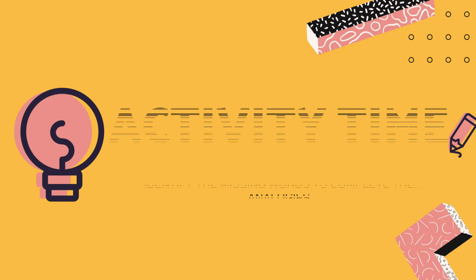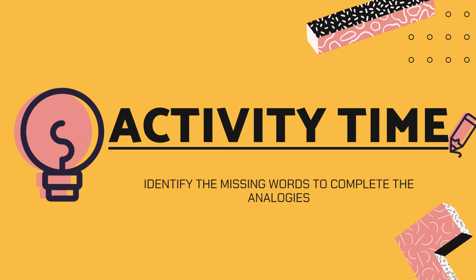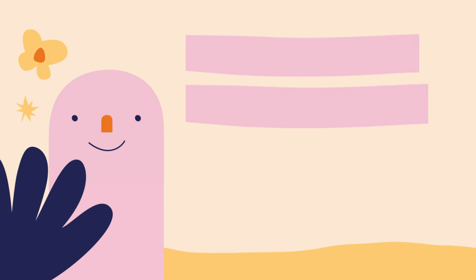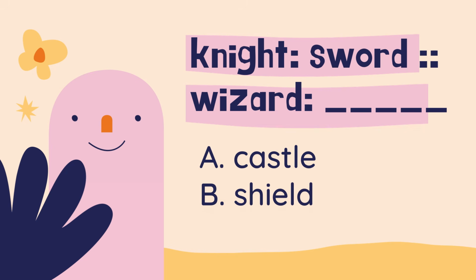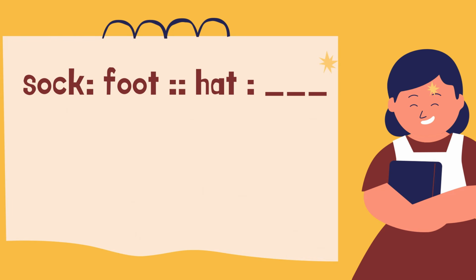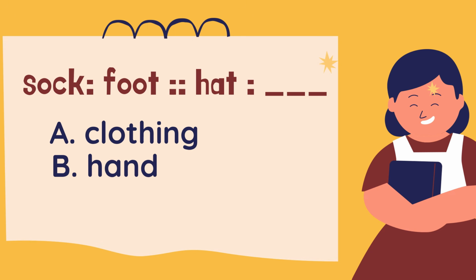Now that you have learned some types of analogies, let's have the activity. All you have to do is to identify the missing words to complete the analogies. First one is knight is to sword, as wizard is to A. castle, B. shield, C. wand. Number 2. Sock is to foot, as hat is to A. clothing, B. hand, C. head.